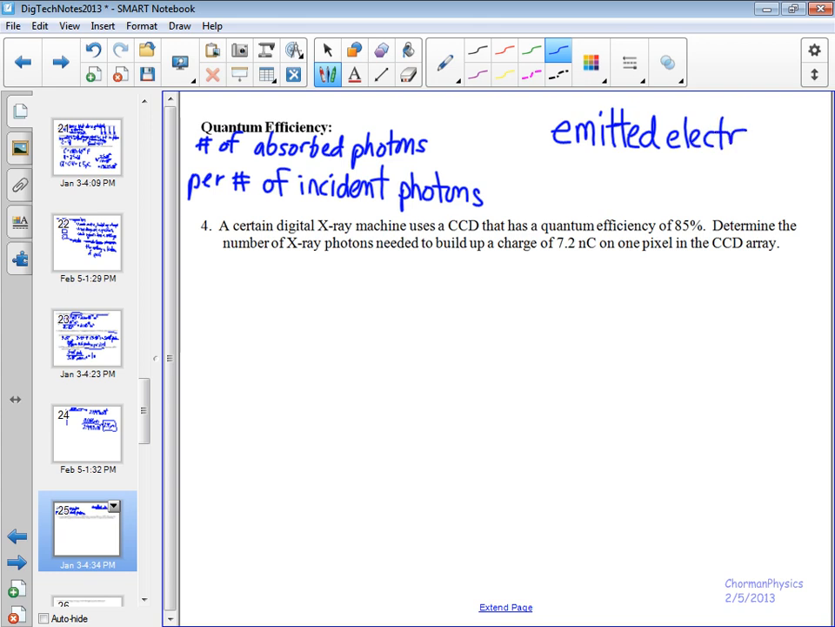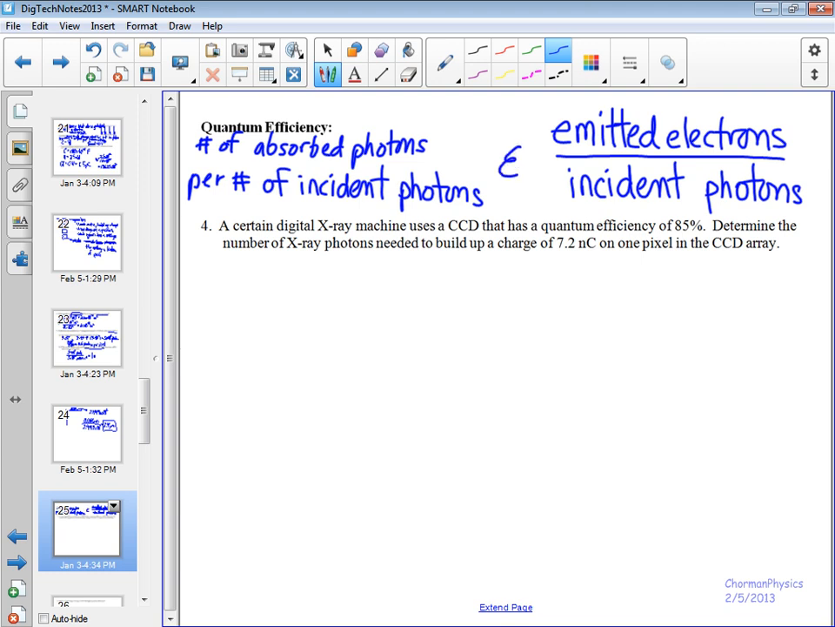All right. So the formula that we can use is just this. If a photon has been absorbed, we assume that it emits an electron. So emitted electrons divided by incident photons will give us the quantum efficiency.